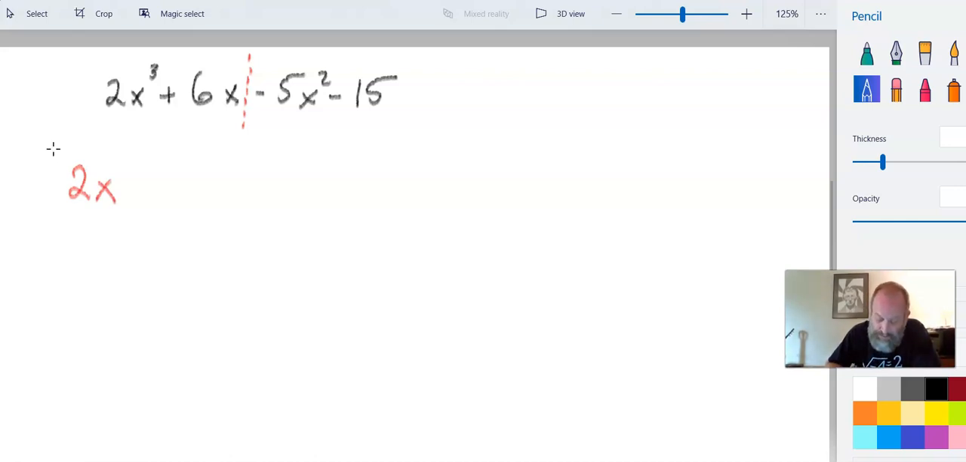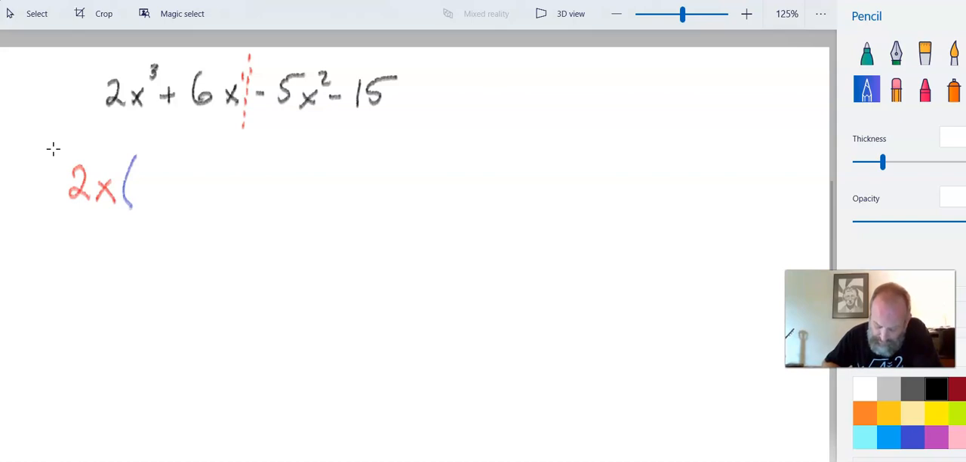And a little tip, when you have several terms like this and you're trying to factor out the variable, the common factor is always in the term that has the lowest exponent on the variable. So in this case, this one's a 1. So between x cubed and x to the first is the common factor. Okay, so we have 2x here, and let's see what we have left.